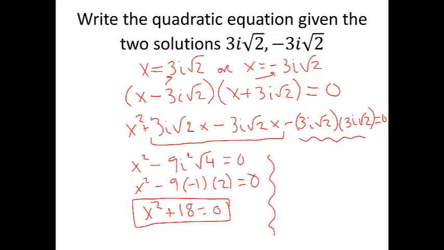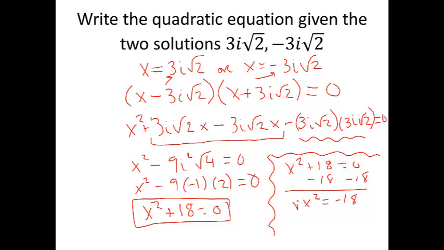And if I want to check my work, I could solve this. So I could say, well, x squared plus 18, where does that equal 0? It equals 0 if I subtract 18 from both sides. I have x squared equals negative 18. And if I take the square root of that, including a plus or minus, I end up with x equals plus or minus 3i root 2, which was in fact exactly what I was given. So you can always solve and then check your final answer.